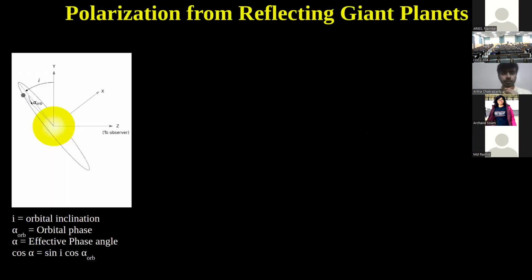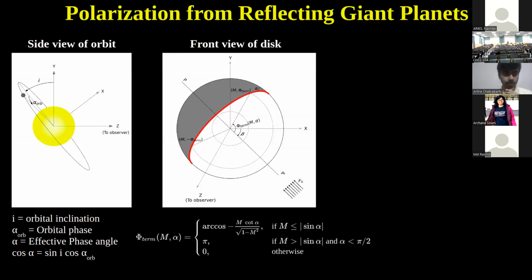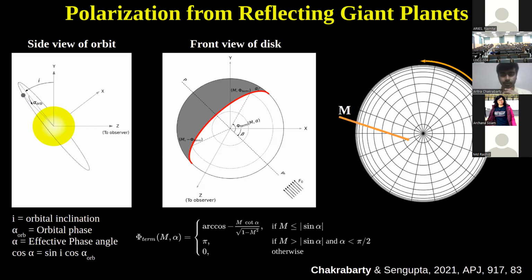The first is the polarization from reflecting giant planets. For that, you assume a planet at an arbitrary orbital inclination, say i, and then we can calculate the effective phase angle depending on the phase position on the orbit. This is the front view of the disk. This is a partially illuminated disk, and the red line shows the day-night terminator. We segregate the entire disk into a grid of mu and phi, where mu is the cosine of the polar angle and phi is the azimuthal angle. This is part of our 2021 work in ApJ.